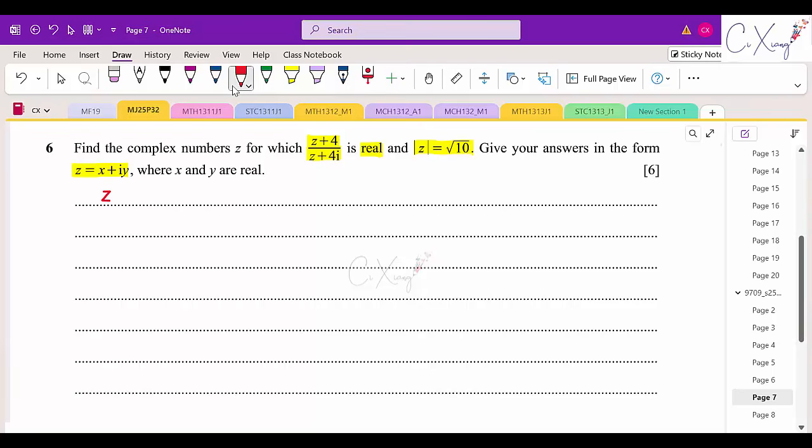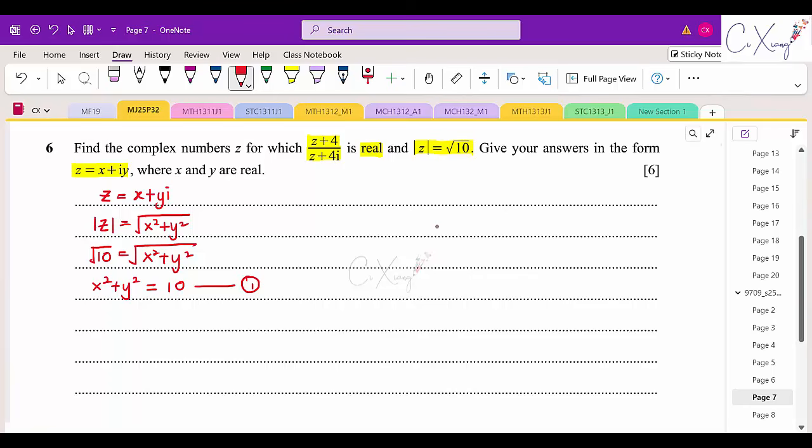If, let's say, z is equal to x plus yi, then the modulus will be equal to the square root of x squared plus y squared, right? And since it is given that modulus z is equal to square root 10, therefore you have square root 10 equals square root of x squared plus y squared. Then from here you will get one equation with two unknowns: x squared plus y squared equals 10. And I will make this the first equation.